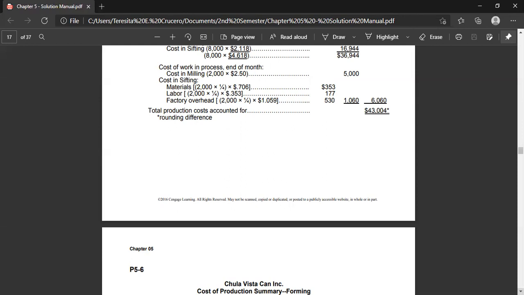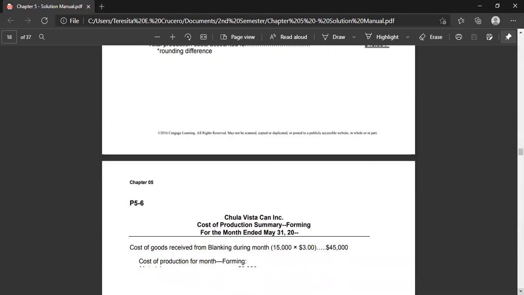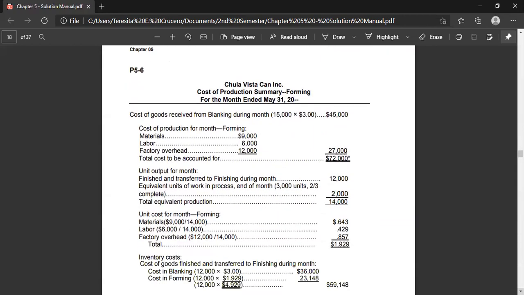So in problem 5-6, we are going to prepare the cost of production here in the forming department. So we have the cost of goods transferred in the production department. Cost of goods received from blanking. So that's the initial department.